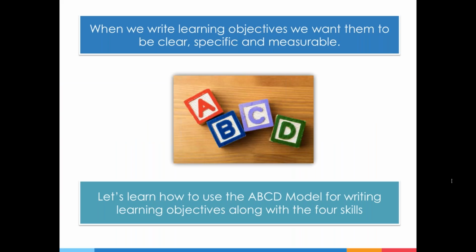So when we write learning objectives, we want them to be clear, specific, and measurable. And the ABC model for writing learning objectives, along with the 4 skills, listening, speaking, writing, and reading, and of course our activities that we put into the class, really help us think about how we should teach and how we can measure if students are learning. And this also gives us a structure or a scope and sequence in our lesson plans. So it really is the roadmap to successful teaching.